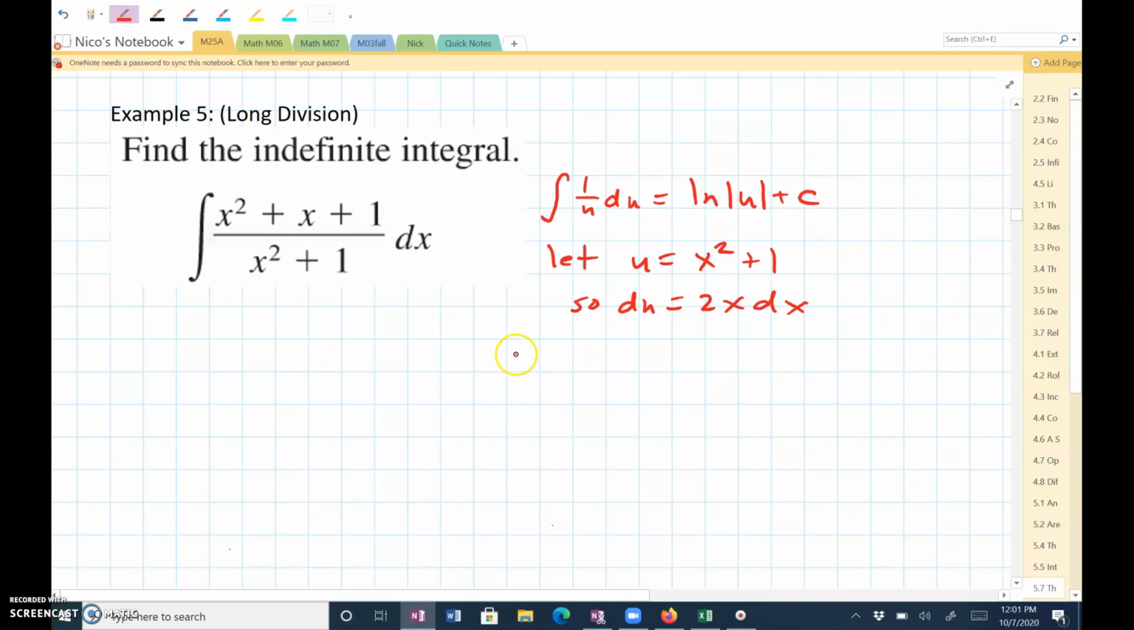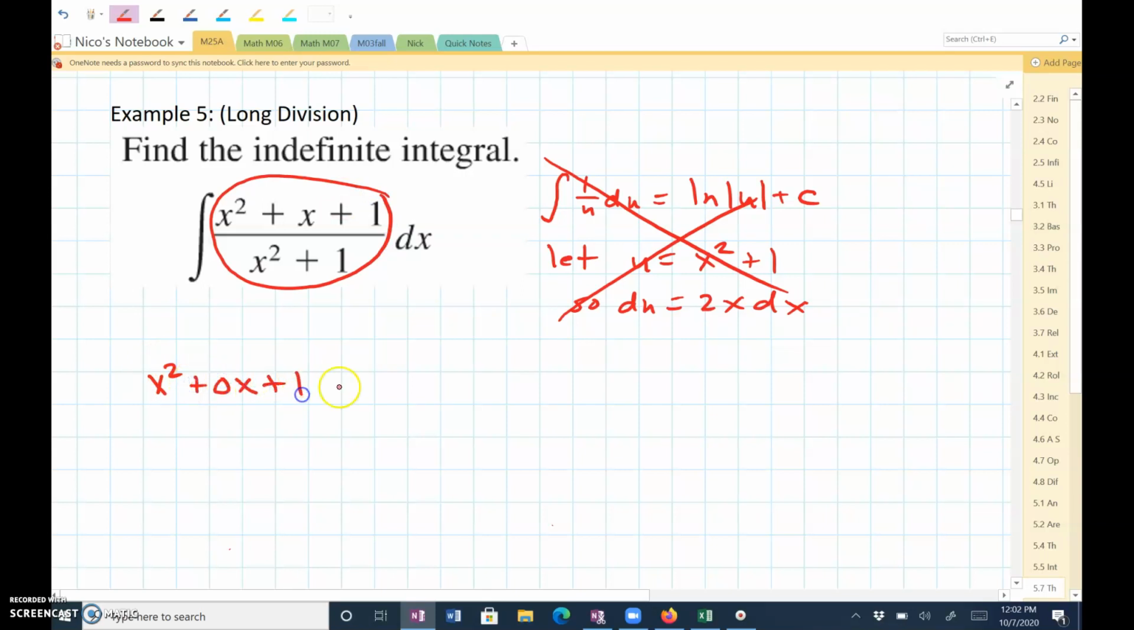So yeah, we're not going to get anywhere doing it this way. But what I can do is long division. This is just a division problem. So we can see how many times x squared plus 0x plus 1 goes into x squared plus x plus 1. So don't forget that place value folder there.